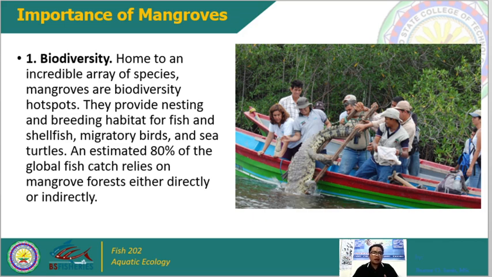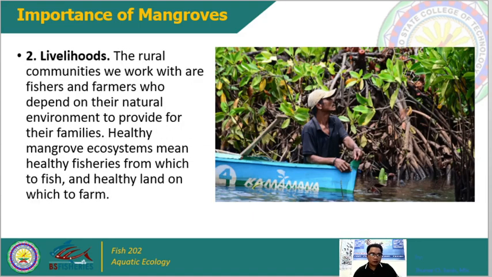Avifaunal, meaning to say, mga birds, no? Okay, so that's first. The second reason is that the mangrove areas basically support livelihood. This photo is taken from the Kamamana, no? This is basically an organization, or people's organization, here in Del Carmen.